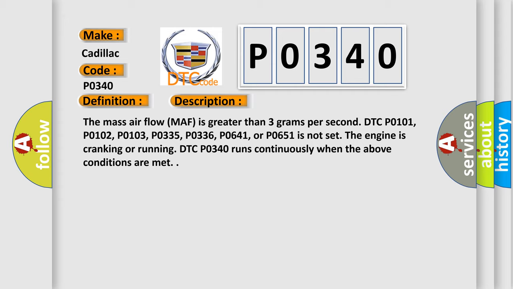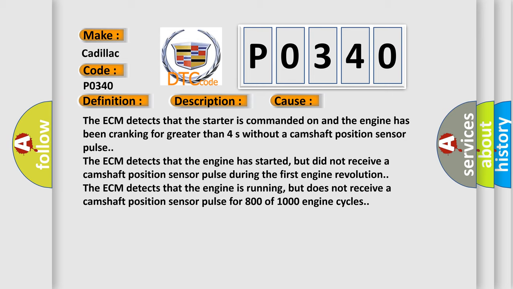This diagnostic error occurs most often in these cases. The ECM detects that the starter is commanded on and the engine has been cranking for greater than 4 seconds without a camshaft position sensor pulse. The ECM detects that the engine has started, but did not receive a camshaft position sensor pulse during the first engine revolution. The ECM detects that the engine is running, but does not receive a camshaft position sensor pulse for 800 of 1000 engine cycles.